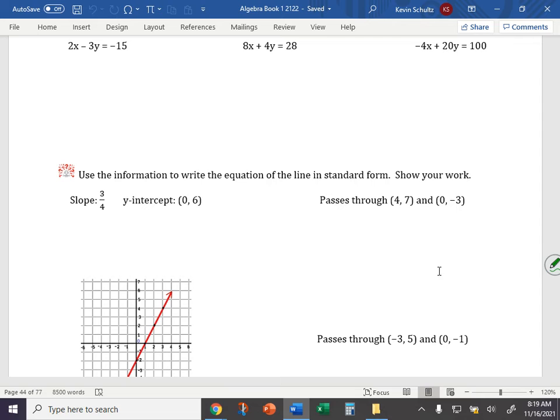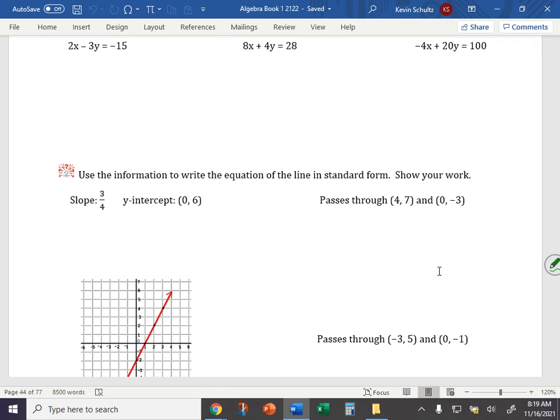Tell me your first step for the first one here. 2x minus 3y equals negative 15. What did you do first? William. I divided everything by one. So you decided to divide first. Well, first I made it 3y equals 2x minus 15.